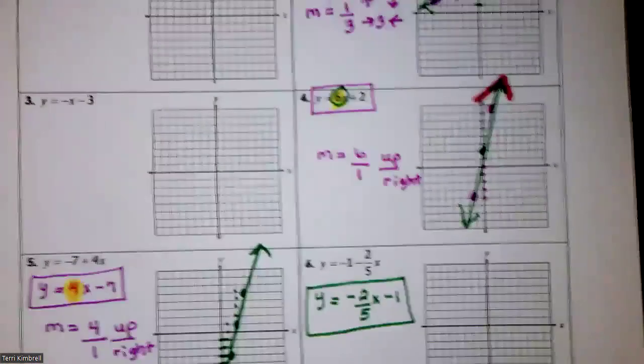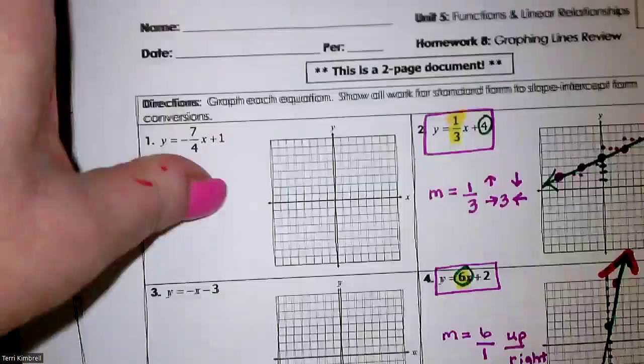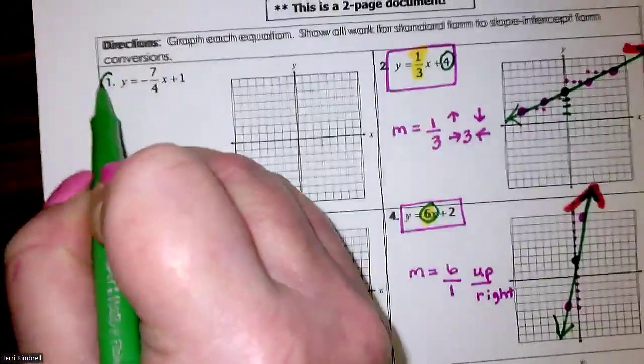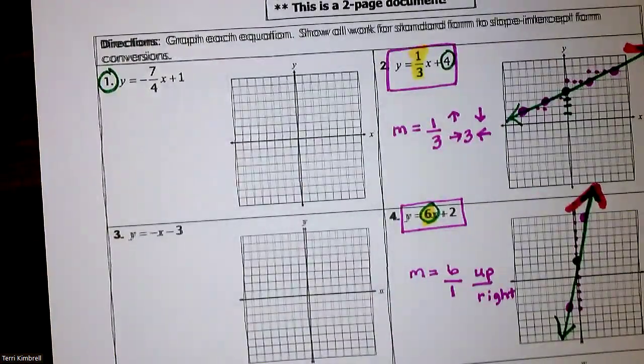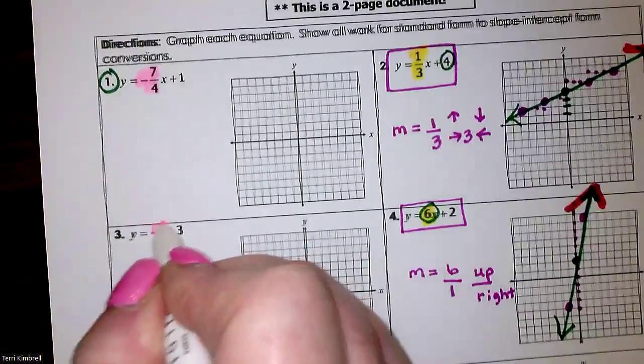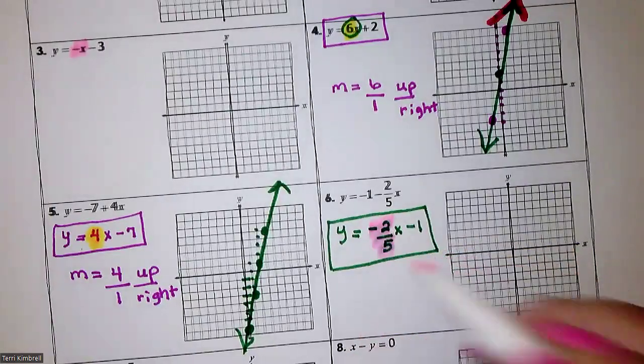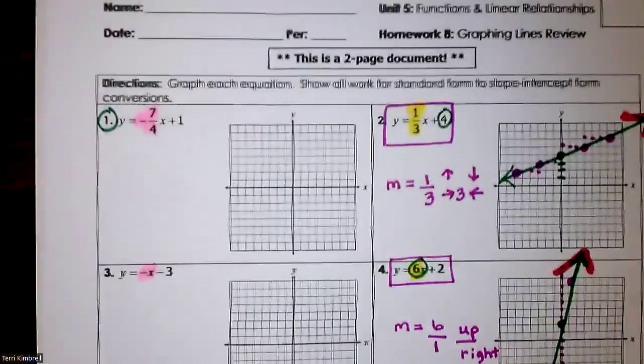Okay, so let's go back. If you think you know how to graph those, go ahead and we will try number 1, because it is a negative slope. So I'm going to highlight the negatives, and then I'd like for you to pause the video and see if you can do those 3.